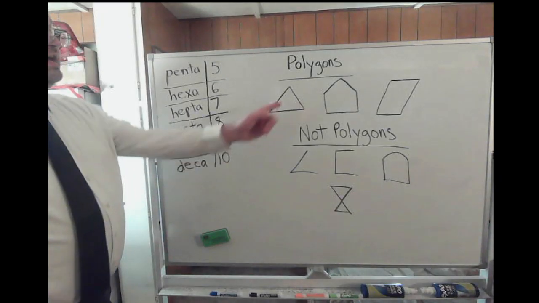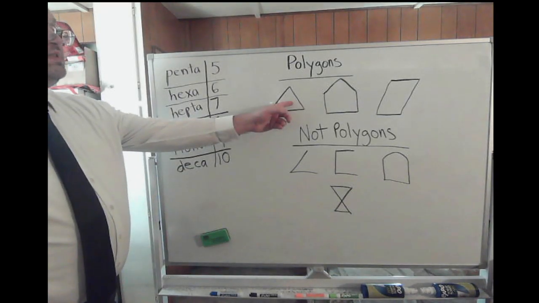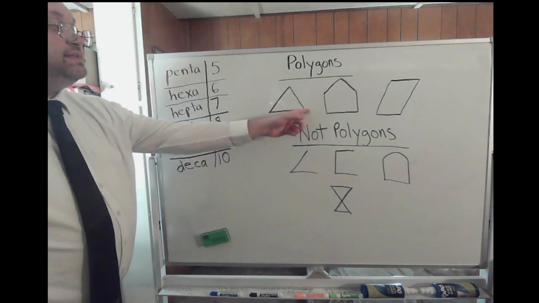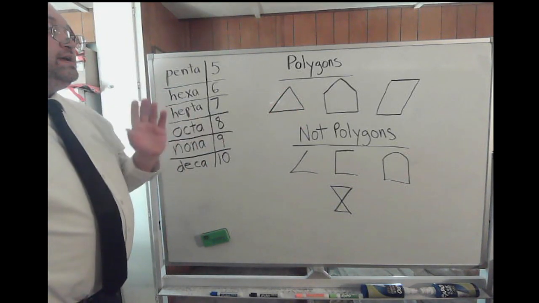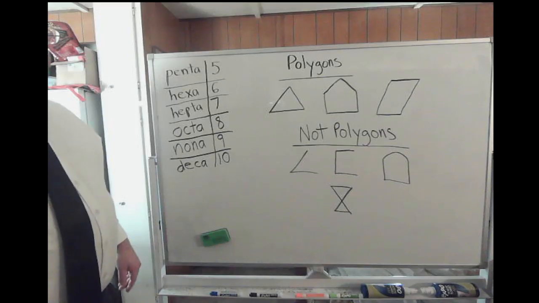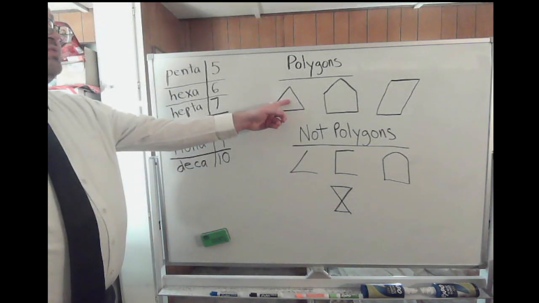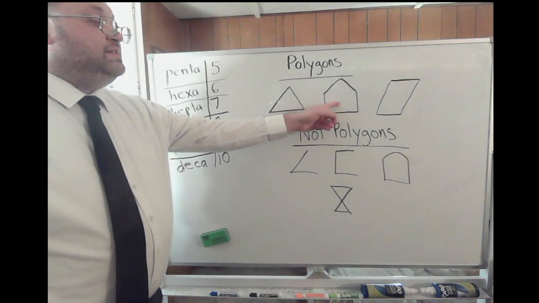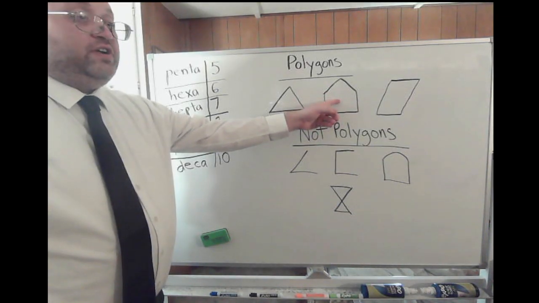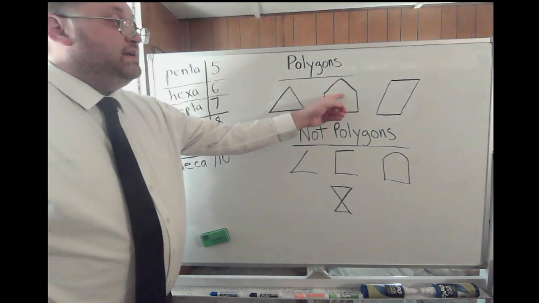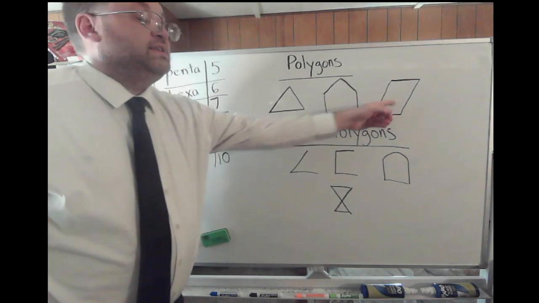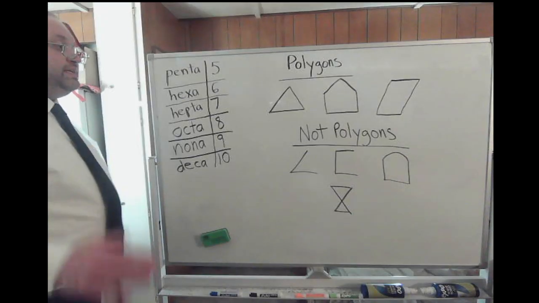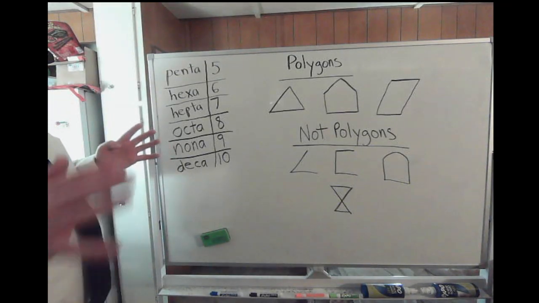So a triangle, for example, that's a polygon because it has line segments that connect end to end, side to side. The least number of sides a polygon could have, by the way, is 3. Then here we have a pentagon with 5 sides. It's still a closed figure with line segments connecting end to end. Then of course we have a parallelogram that's got 4 sides. It's a polygon.